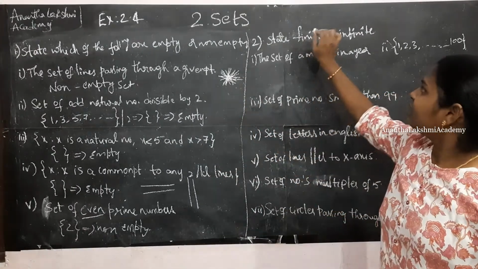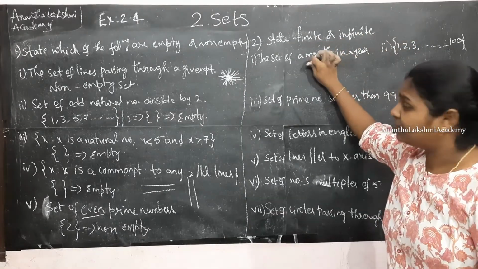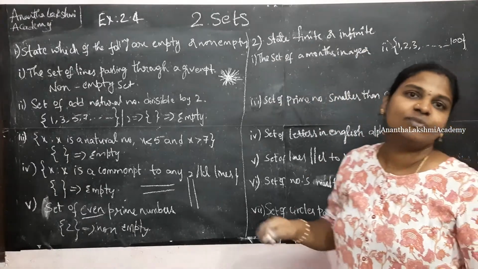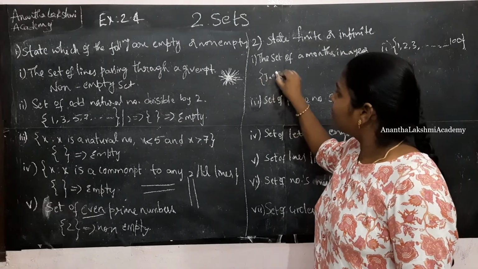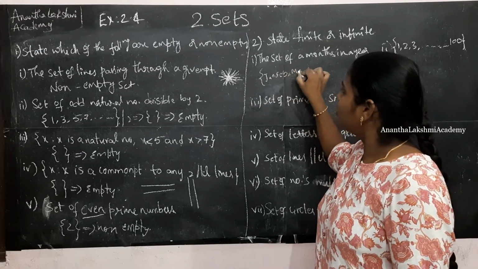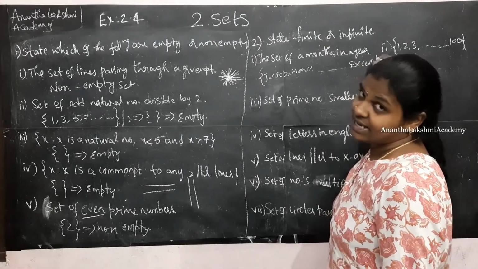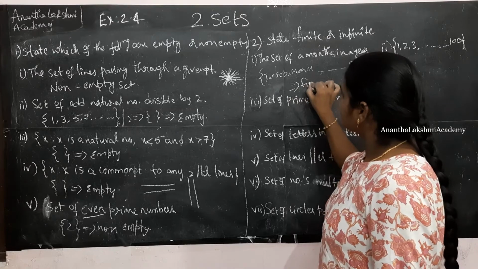Okay. Now we are going to state whether each statement is finite or infinite. The first bit is the set of months in a year. The set starts with Jan, Feb, March, April, and it goes on till December. Is this finite? Yes. There are 12 months in a year. So, this is a finite set.